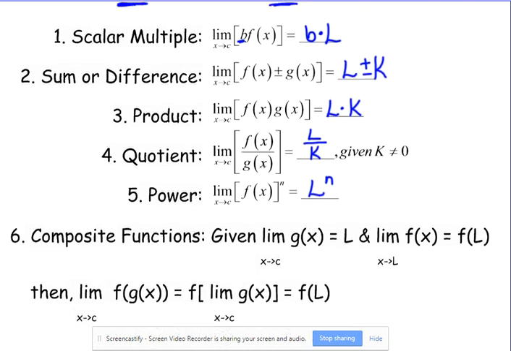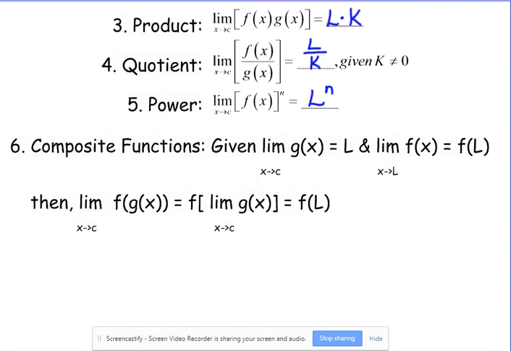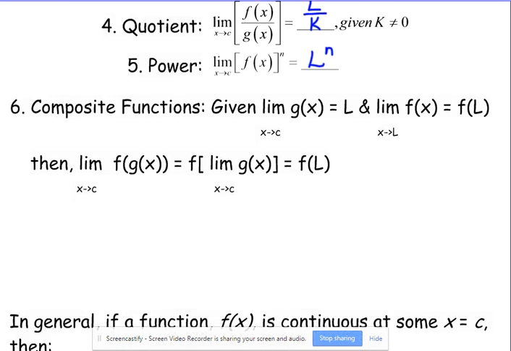Now, this one is not on your outline sheet, so you may need to take a minute to write it down. Composite functions, okay, remember doing f of g of x and g of f of x and stuff like that in pre-calculus. That's what this is going to talk about right here. So, say that the limit as we approach c of g of x is L. We're kind of switching things up a little bit. And the limit as x approaches L of f of x equals f of L. Okay, we're just plugging L into the function. Not anything new that we've done here.